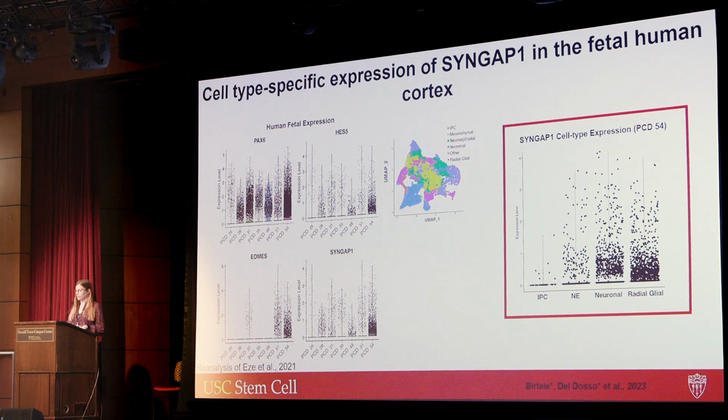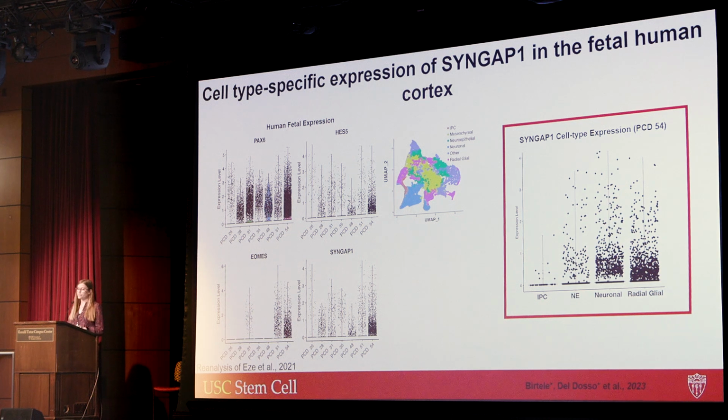And in the red here, you see the expression of SYNGAP and the enrichment of SYNGAP1 in different cell types. So what we could see was that SYNGAP was expressed in the neuronal component, as was previously shown to have a role in this cell population. But what was really surprising to us was the expression of SYNGAP in radial glia cells. So this was something that was unknown before, and it really changed the direction of the project.